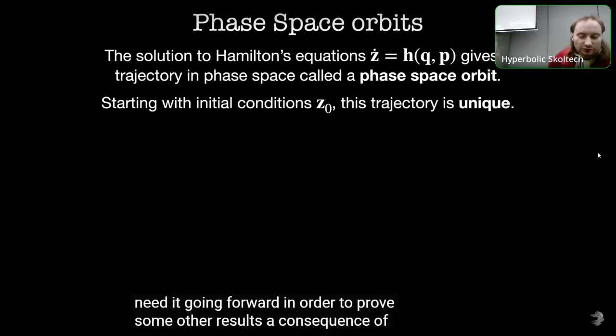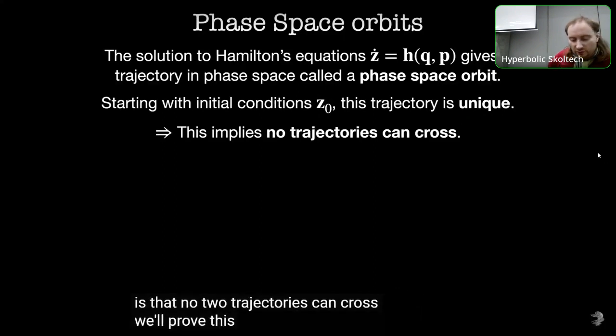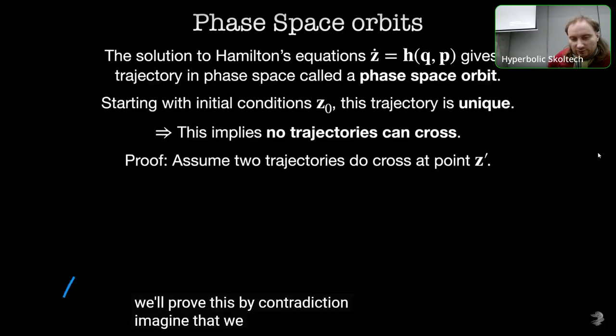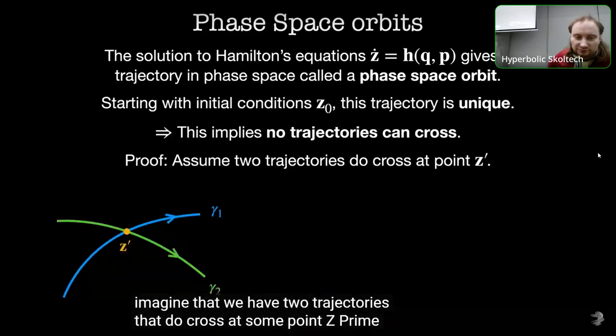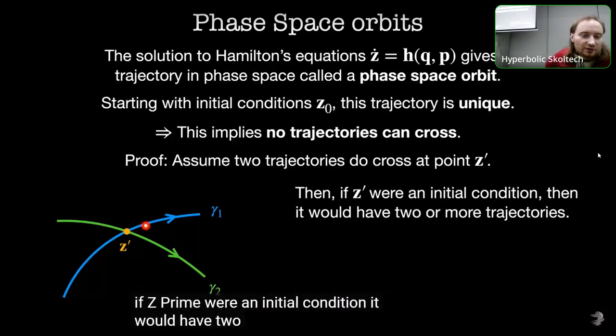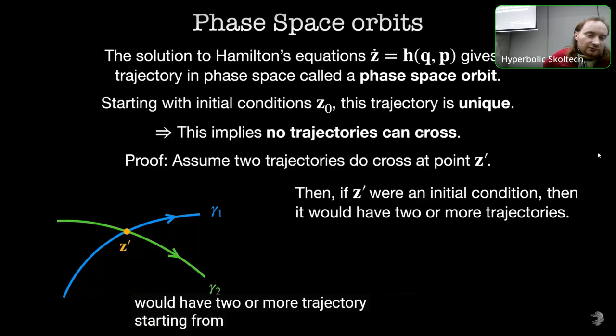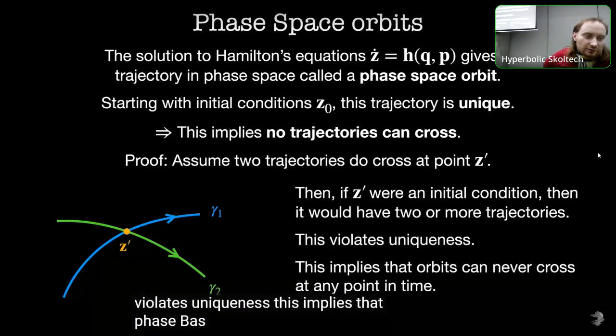A consequence of this is that no two trajectories can cross. We'll prove this by contradiction. Imagine that we have two trajectories that do cross at some point Z prime. Then if Z prime were an initial condition, it would have two or more trajectories starting from that point, and this violates uniqueness. This implies that phase space orbits can never cross at any point in time.